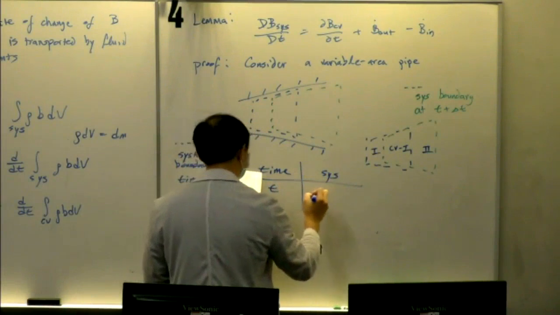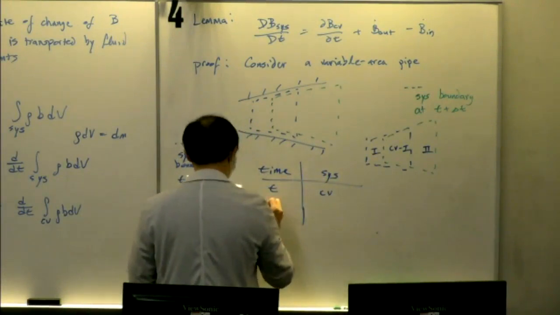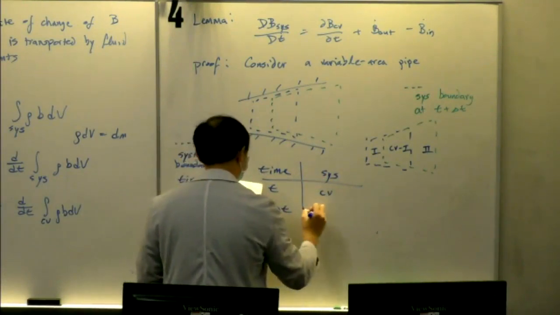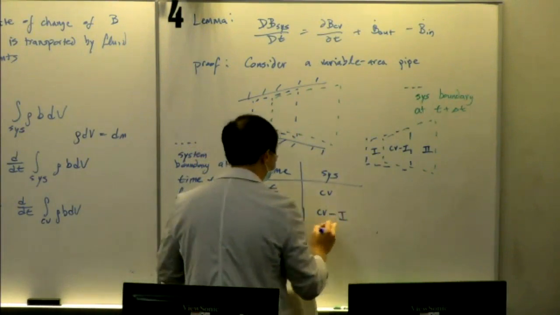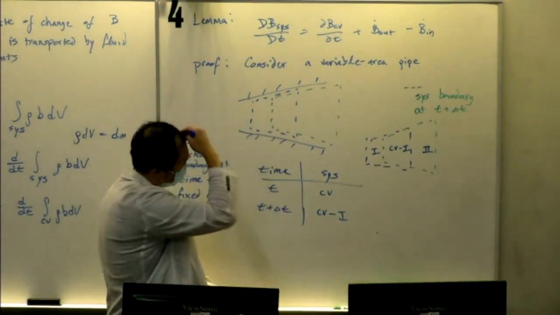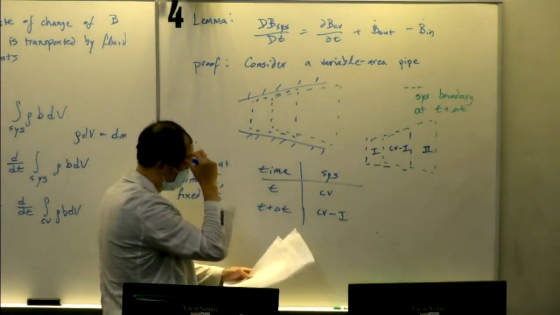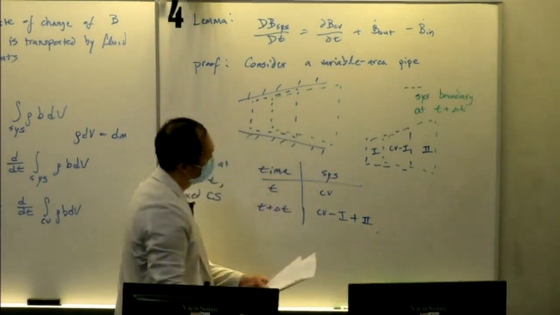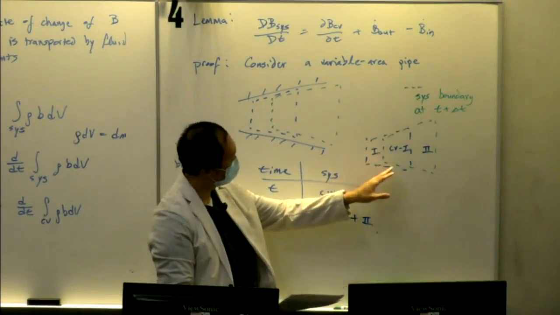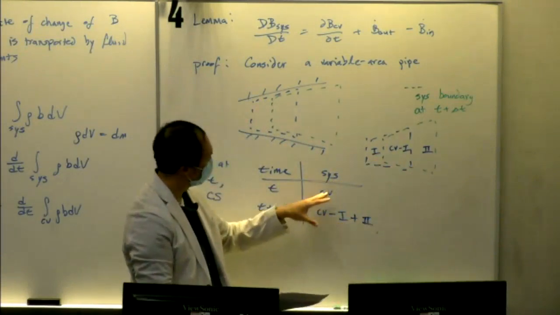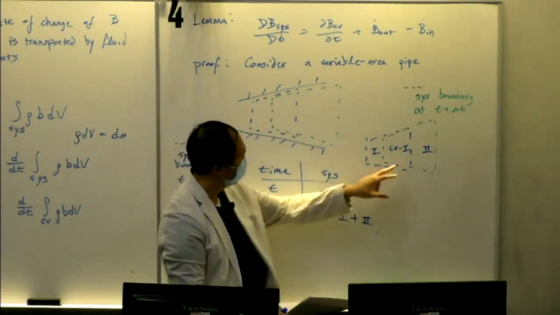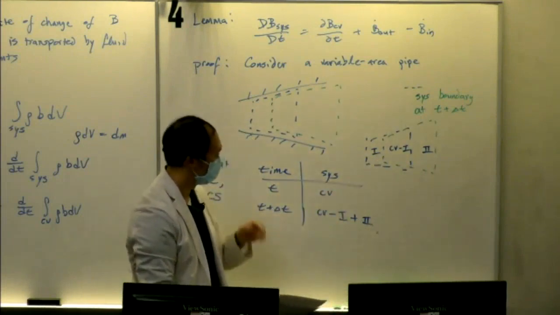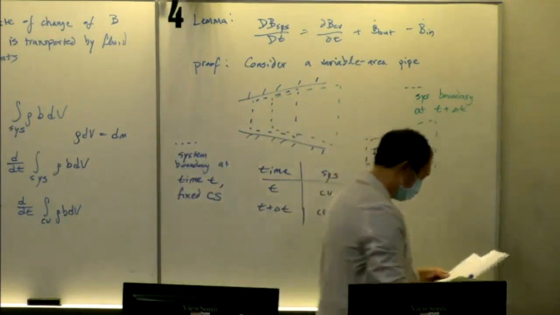At time t, the system is equal to the control volume. At time t plus delta t, the system has changed. It's basically lost the part on the left, and to track the original volume, I've got to add part 2 and subtract part 1 because I'm over counting. Okay.